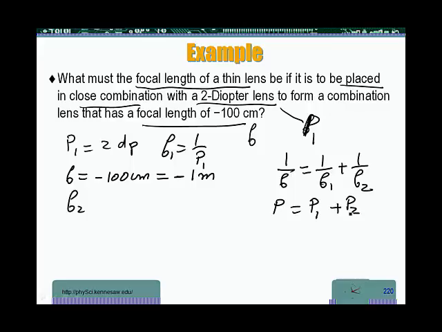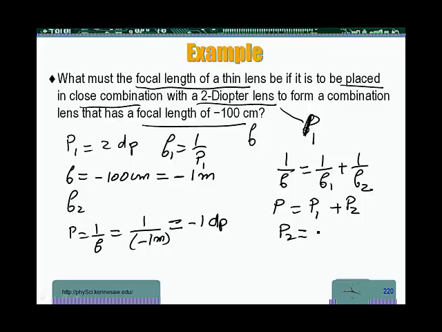Okay. Now P we can find easily. P is 1 over f, so it's going to be 1 over minus 1 meter. It's 1 over f when f is in meters. So it is minus 1 diopter. And we know P1. So we solve for P2.